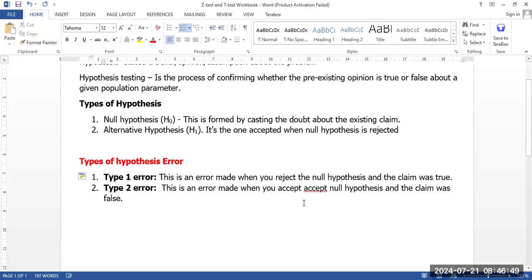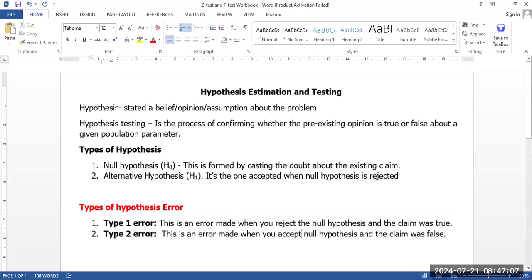So that is type 2 error. You are accepting the null hypothesis, yet that null hypothesis is false. You may say, okay, according to my testing, I can confirm that indeed the null hypothesis should be accepted, or the null hypothesis is true. But in actual sense, that null hypothesis was what? False. So the type of error in that regard would be type 2 error.